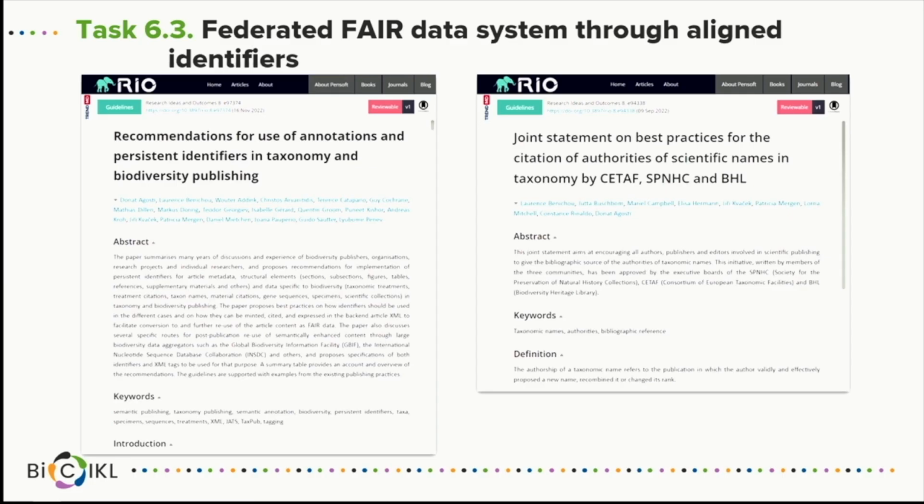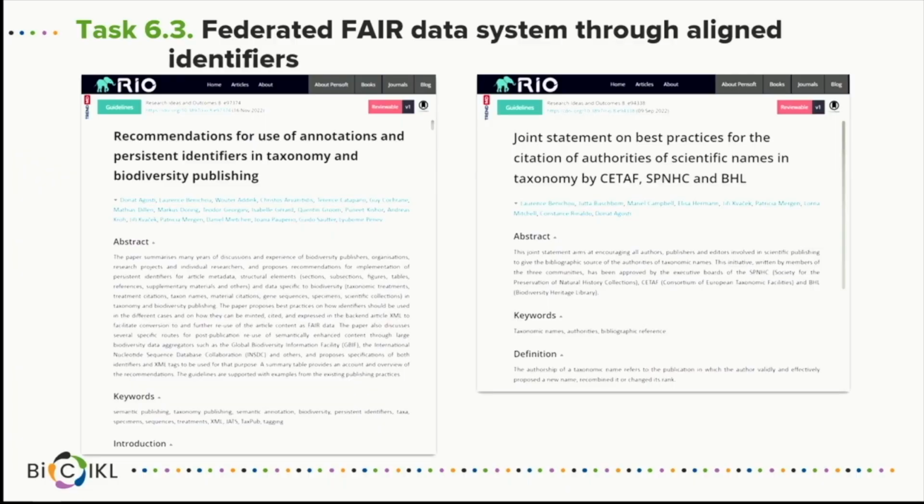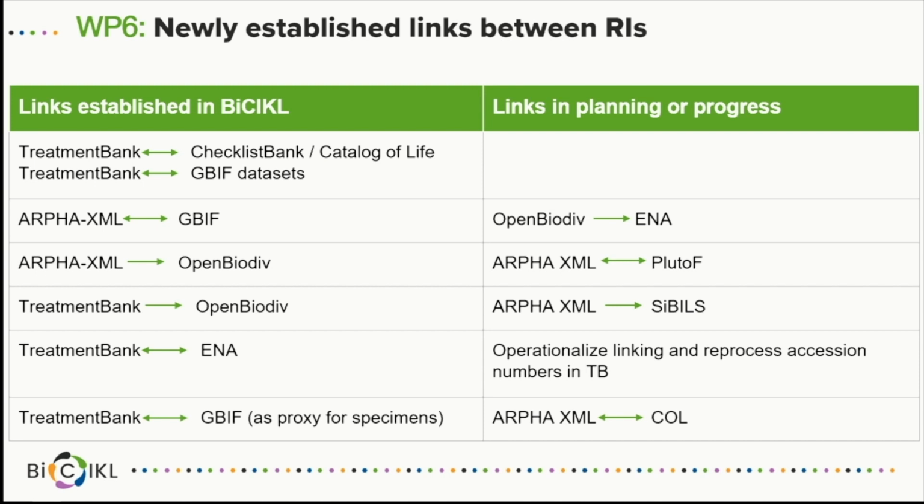So 2 articles were written during the project. One about the citation of taxonomic authorities in the bibliographic references. So BHL was a part of this joint agreement. And the other one is about a recommendation for the use of annotation and identifiers in publications. This article specified how persistent identifiers and annotation should be used in the literature, and how they can be cited and expressed in both human and machine interpretable ways. So I just wanted to show you the links that were established during the project between the research infrastructures. As you understand, the goal is to link all the research infrastructures together.